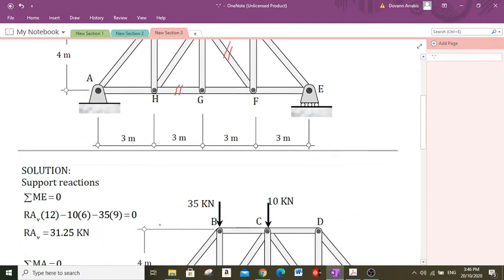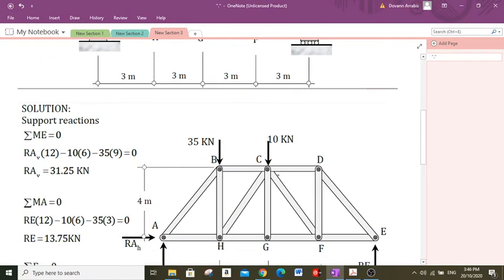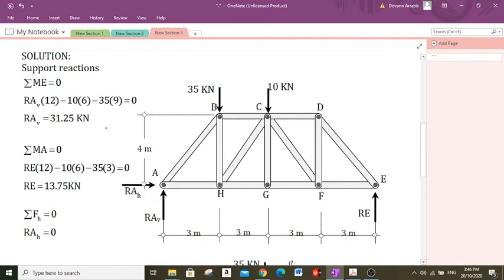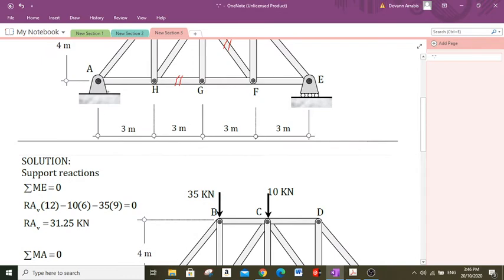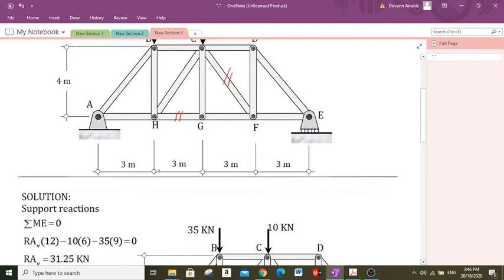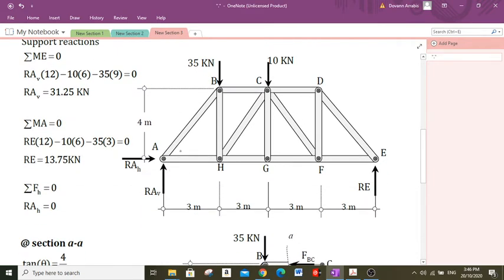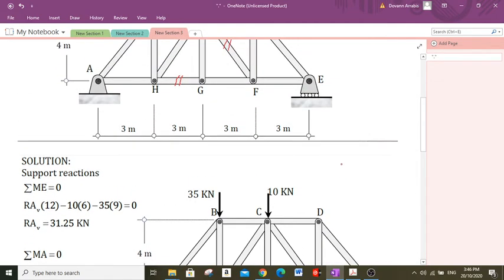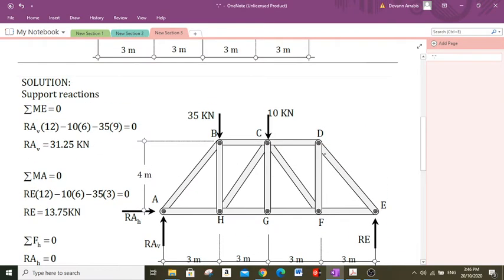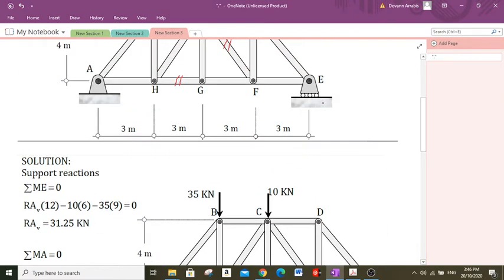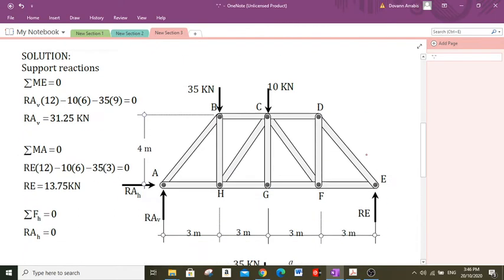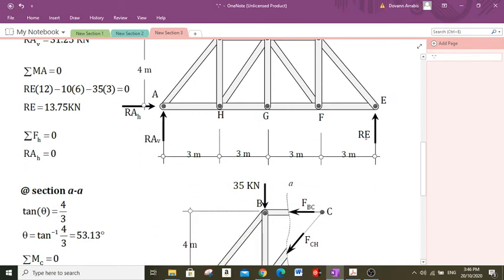We will solve first the reactions, the support reactions. At point A, point A is a hinge support, so we have two reactions, a vertical reaction and a horizontal reaction. And at point E, point E is a roller support, so we have only one reaction, a vertical reaction.